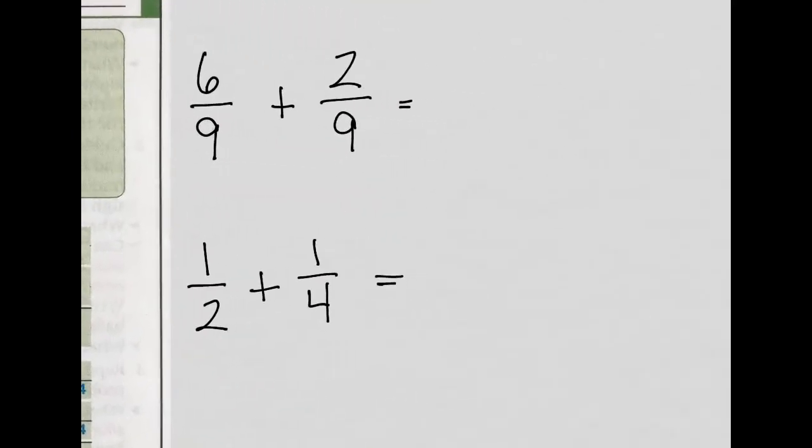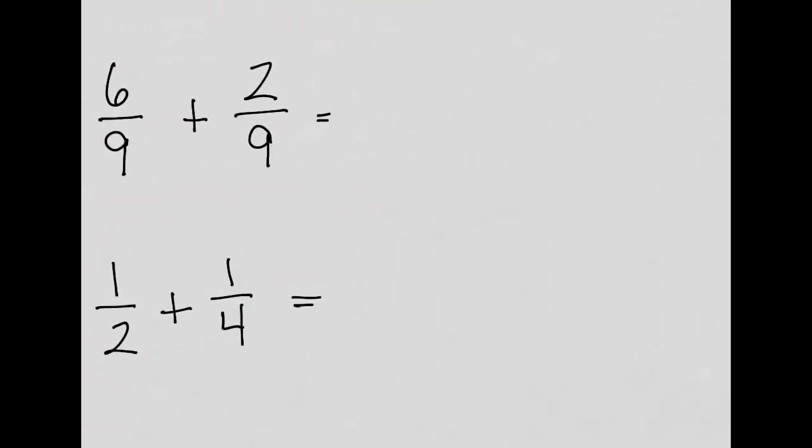Take a look over here at these two examples. What do you notice about this equation? If you said they both have the denominator of 9, you are correct. That is a like fraction. That means that they both have the same amount of partitions in the whole.